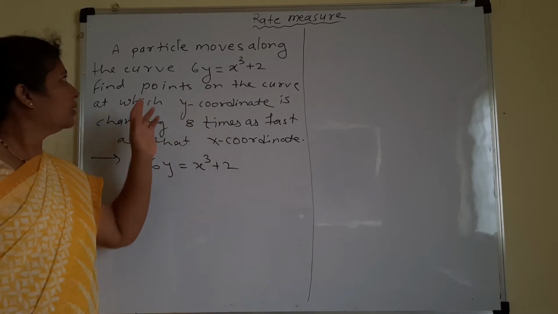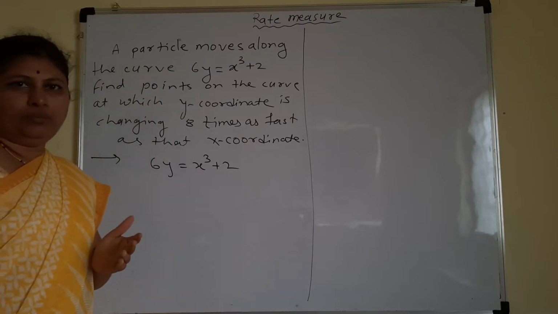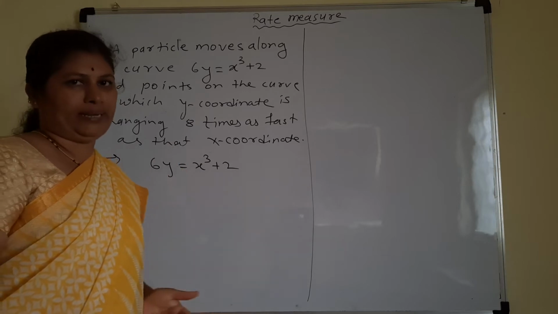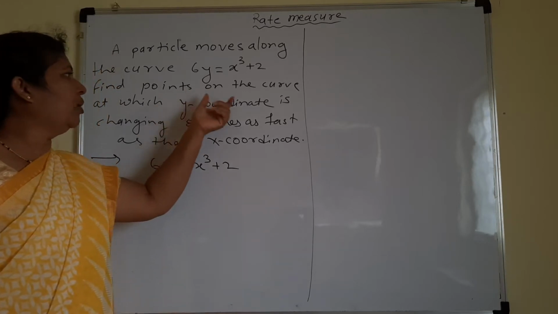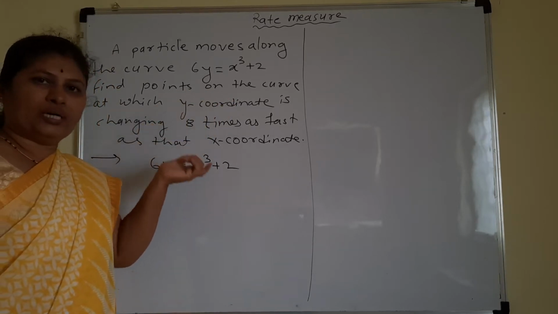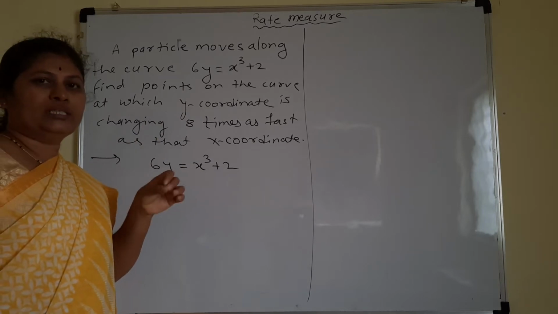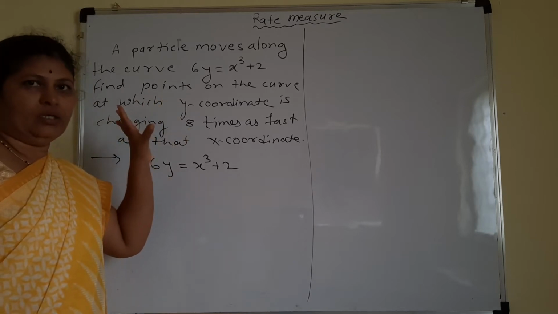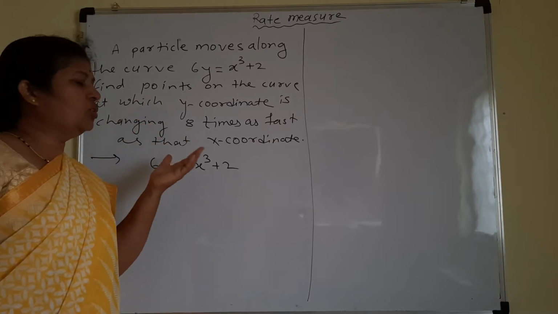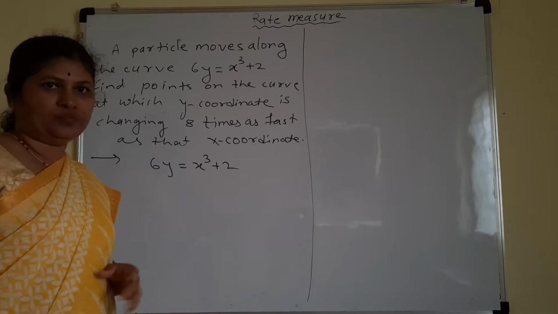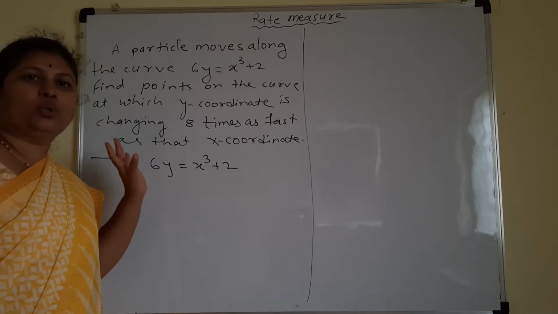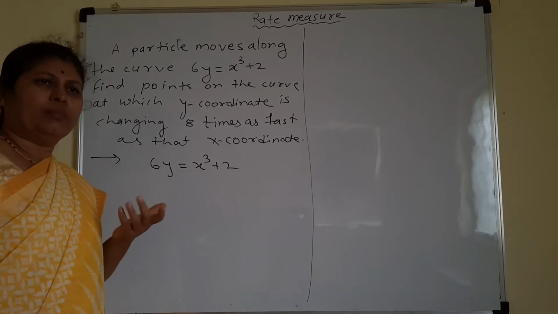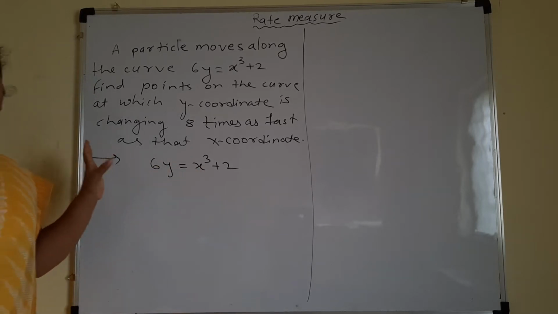Now remember, particle moves means we have to consider the movement with respect to time, right? So the y coordinate changes, the x coordinate changes. With respect to what is the change? Here it is displacement, so we have to consider the change with respect to time. Sometimes you may take the derivative with respect to x, but here consider this change with respect to time.